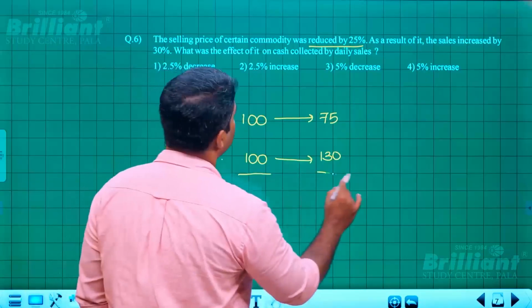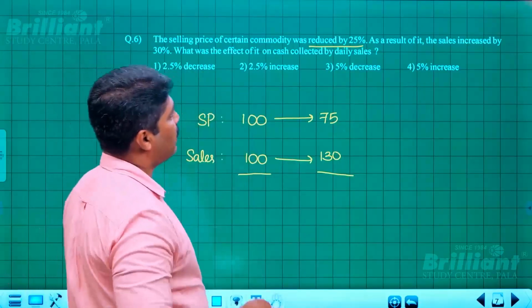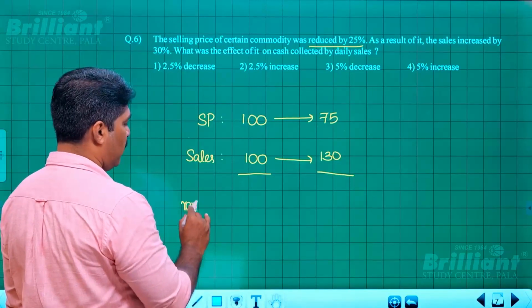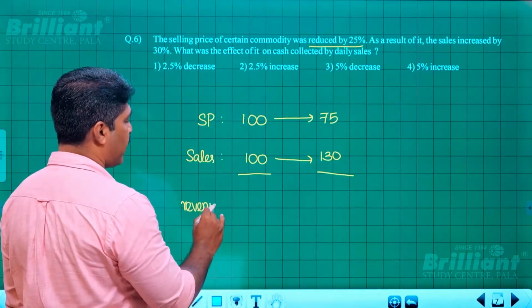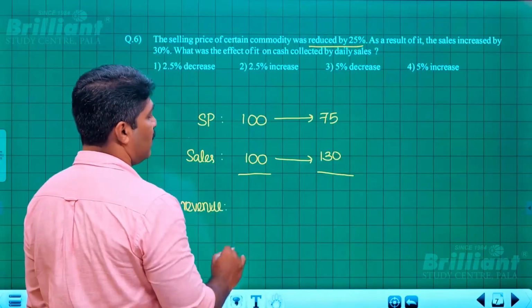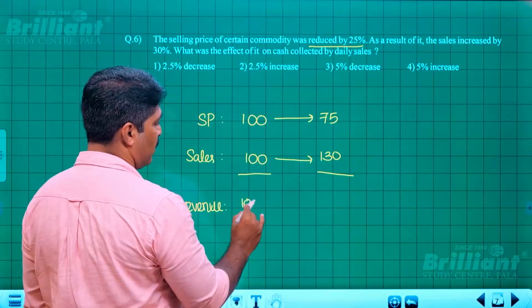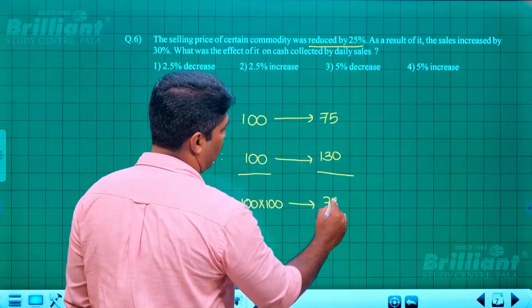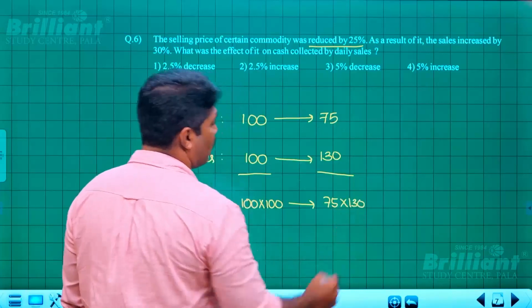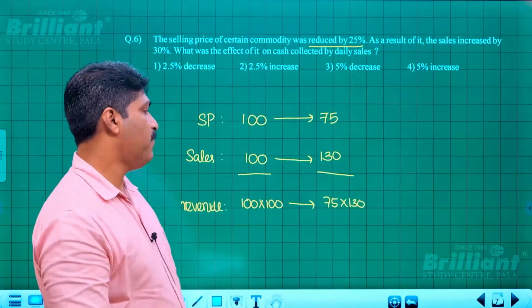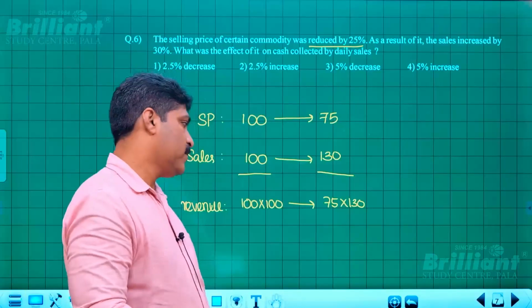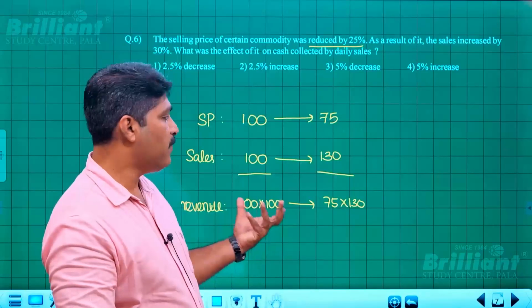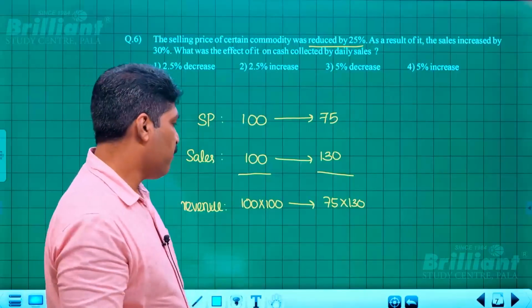So therefore, what is the revenue here? What is the effect on cash collected by daily sales? So that is revenue, or the cash collected by daily sales. So that is 100 into 100, and this is 75 into 130. These types of operations we can simplify with like terms. That's also possible. Otherwise, you just simply multiply these values, then find out what is the variation here. That way also we can find it.